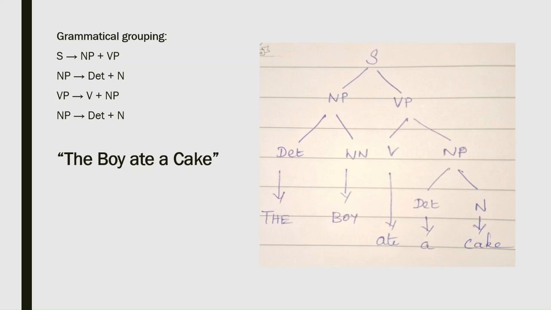Again, noun phrase is divided into determiner and noun. So a is the determiner and the noun is cake. You can see that leaf nodes are terminals. So the boy ate a cake, the sentence has come. And based on the grammatical grouping, you are able to draw the syntax tree. Okay, this is how you draw the syntax tree. So first, the sentence is divided into noun phrase and verb phrase. Based on how your sentence goes on, you can make the grammatical grouping.